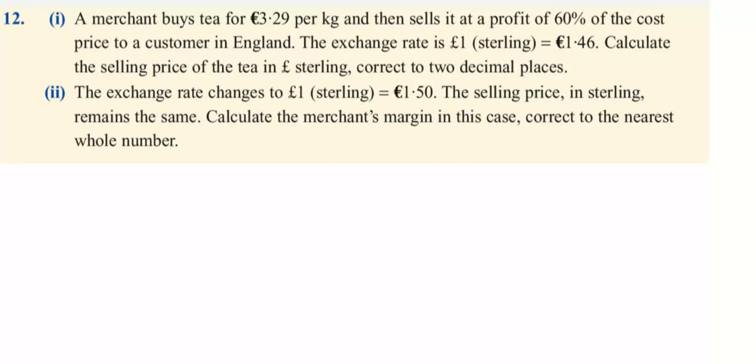Emergent buys, do we have a question 13? Oh, thank God. Now, Emergent buys tea for €3.29 per kilogram, and then sells at a profit 60% off the cost price to a customer in England. The exchange rate is €1 sterling. Actually, guys, we don't need to worry about this one, so we're done.